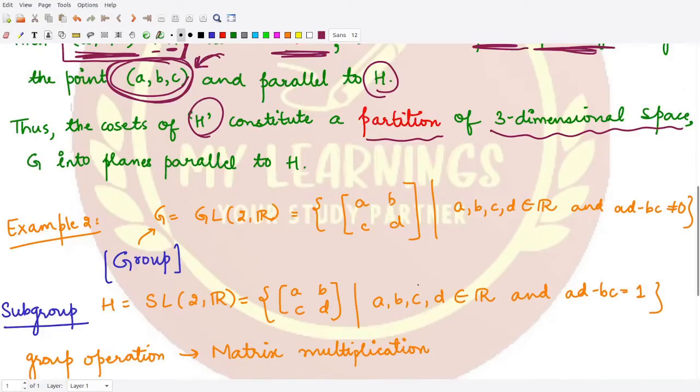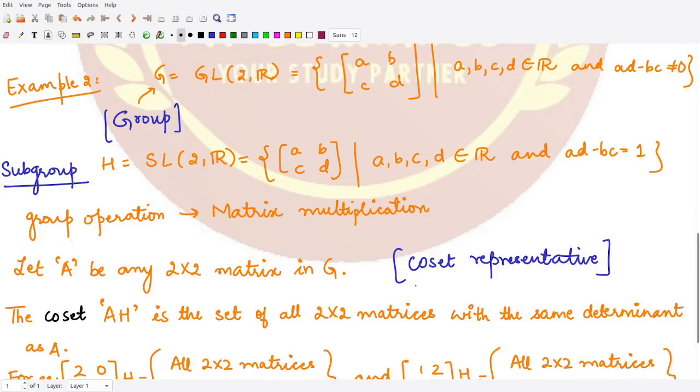For the next example, let's consider the group of matrices. We know the general linear group of order 2 whose elements are taken from the set of real numbers. It has all 2 cross 2 matrices where the entries are real numbers such that the determinant of the matrix is non-zero. This is our group. Now let's consider the special linear group of order 2 with real entries. This is our subgroup.